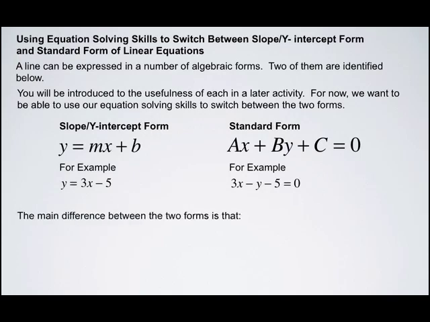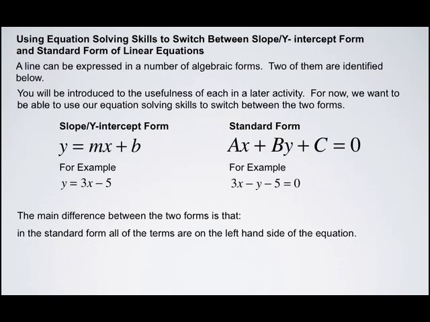The main difference between the 2 forms is that in standard form, all of the terms are on the left-hand side of the equation, as you see there. As well, all of the numbers in standard form have to be integers, and a must be a positive integer. In slope y-intercept form, the y is isolated. That means it's on its own on the left-hand side of the equation.